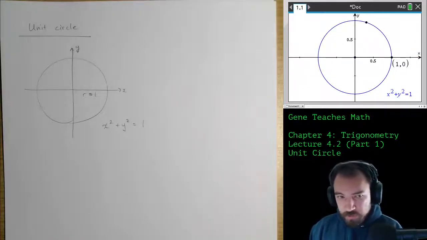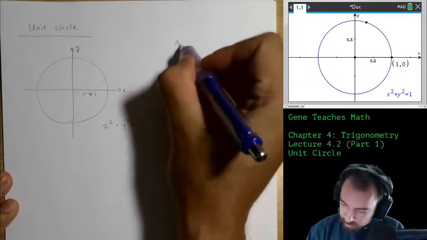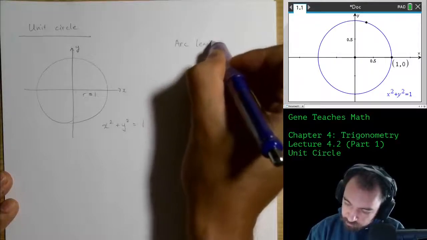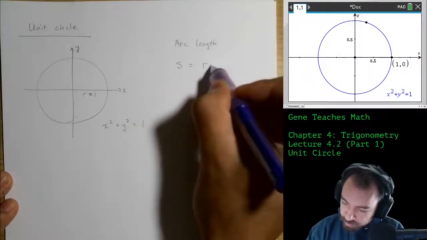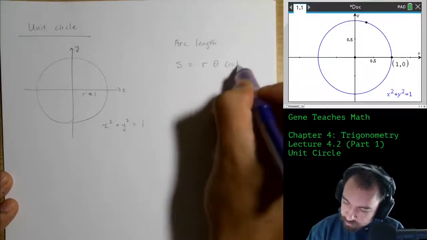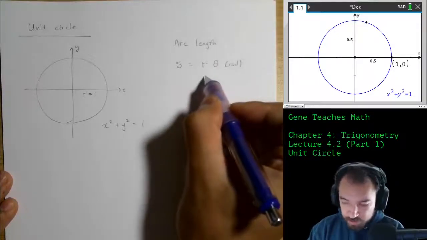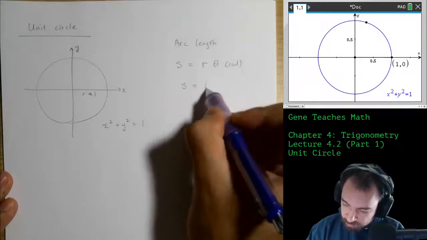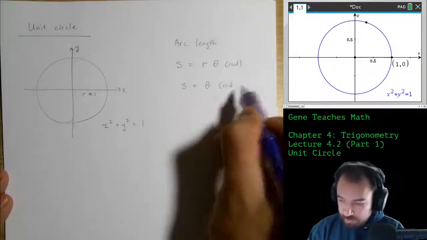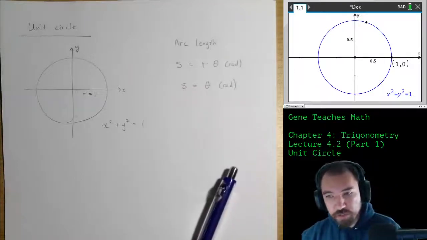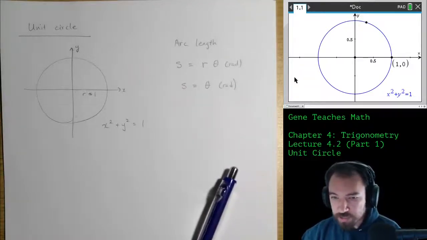So it turns out there is an immediate advantage to having a unit circle, and that is that if I take the arc length, which hopefully you remember from last time is s equals r times theta in radians, well, if r is 1, then s just becomes equal to theta in radians. So that means the arc length is the same thing as the angle measured in radians. So let's see what that means on this graph.